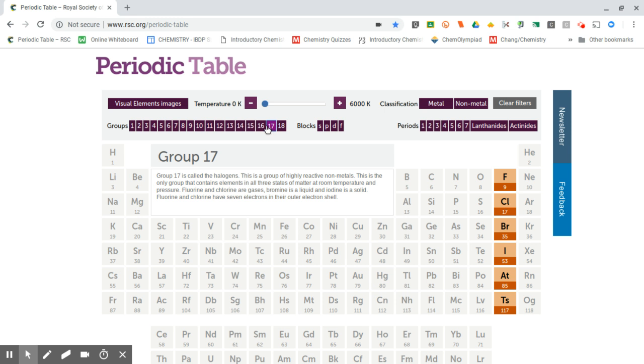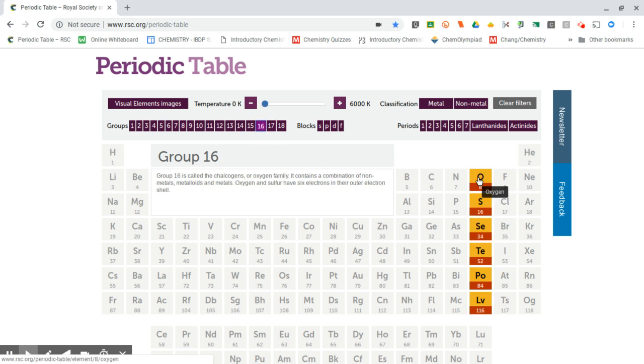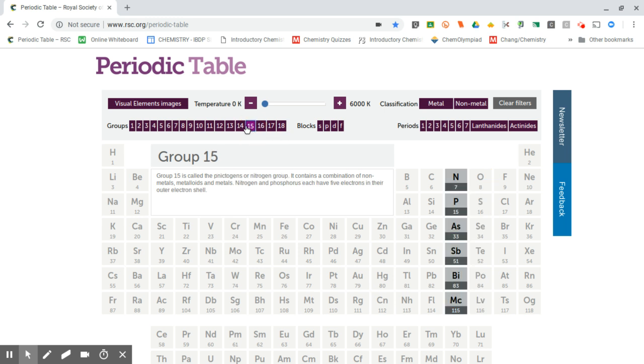Group 16, starting with oxygen, those are typical non-metals, and oxygen is one of the elements that is present in nature in many compounds. And then group 15, starting with nitrogen, typical non-metals, even though the bismuth here and antimony will start showing some metallic properties, because when you go down the group, the metallic property increases.